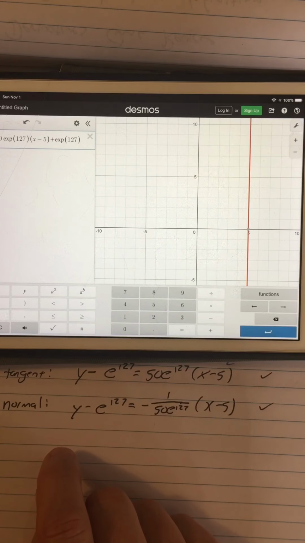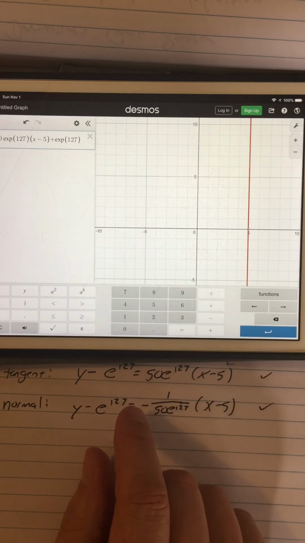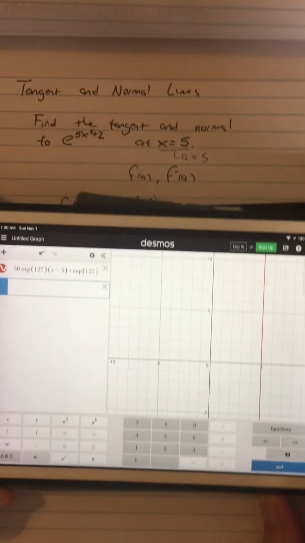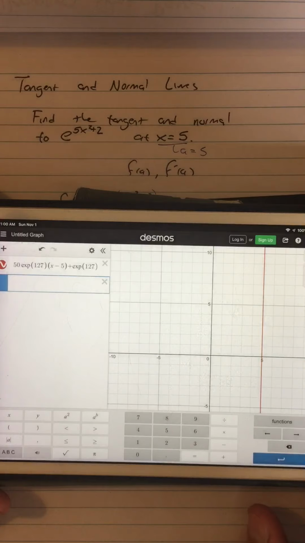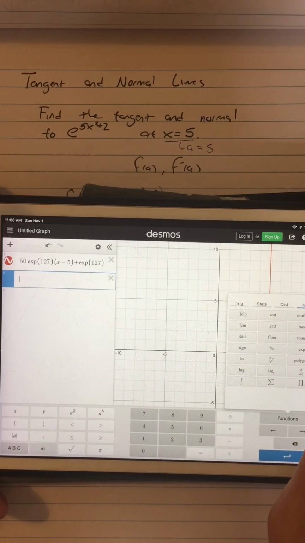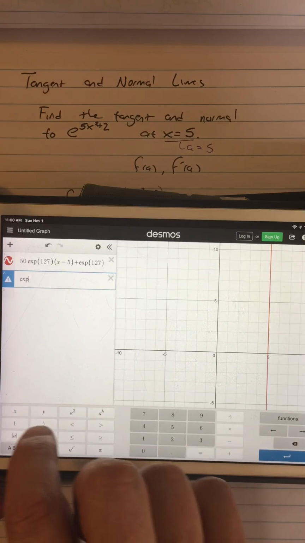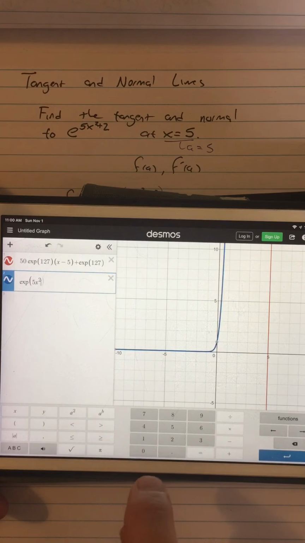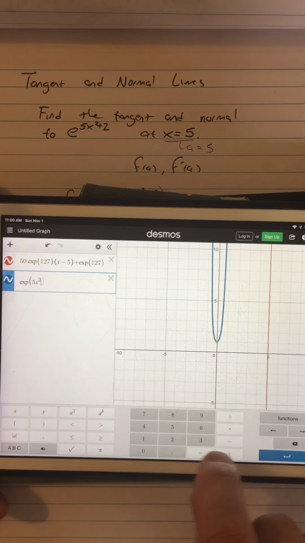All right, so that's just my equation of my tangent. What I forgot to do is write in the actual function, which is e to the 5x squared plus 2. So that is going to be functions exponent 5x squared plus 2.